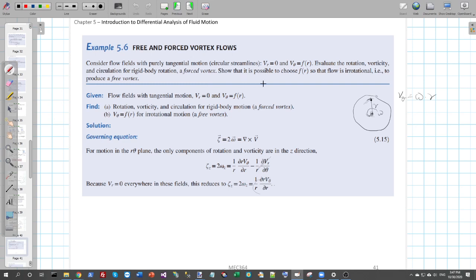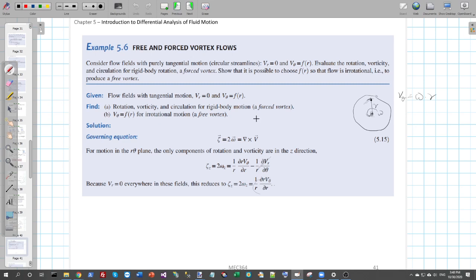We have a flow field in cylindrical coordinates, on the r theta domain. There is no radial direction velocity, and velocity is only in the theta direction, the tangent direction, and v theta is only a function of r. Let's assume that this fluid particle is moving on a circular curve, because we have the circulation there, and let's consider two cases. The first case is a rigid body rotation. The second case is to see if we can find v theta of r so that the flow becomes irrotational, which means that omega z equals 0 on this r theta plane.